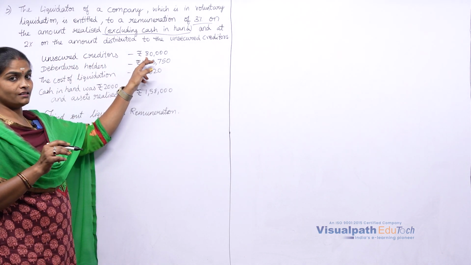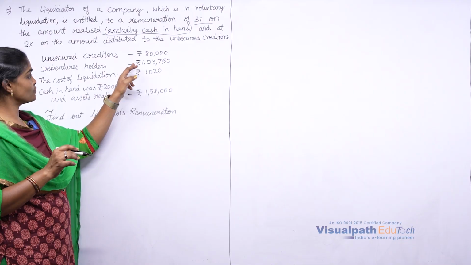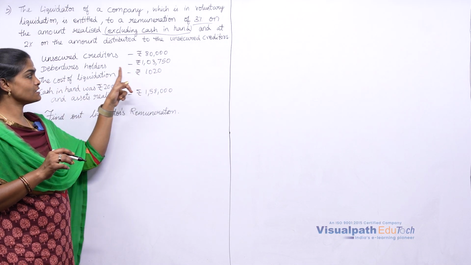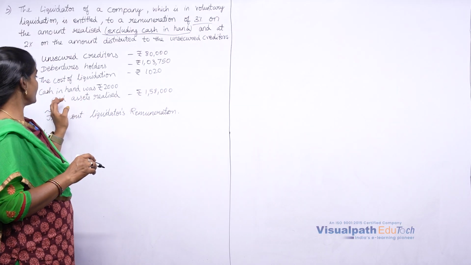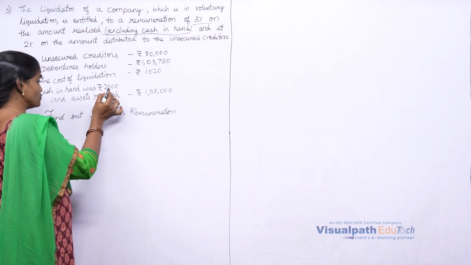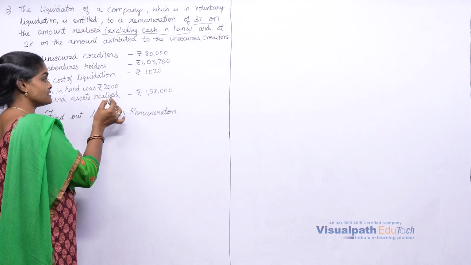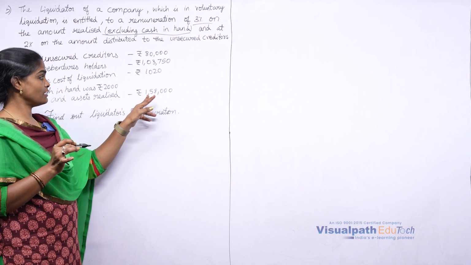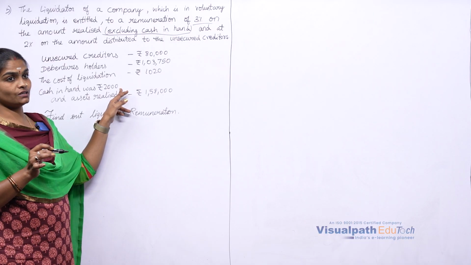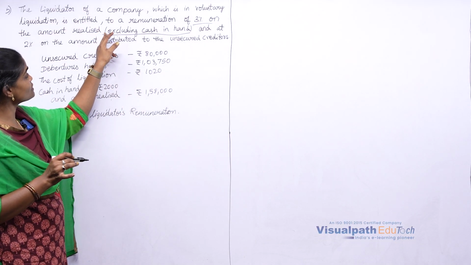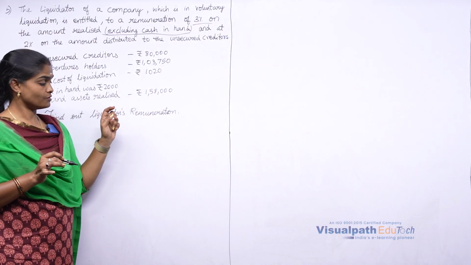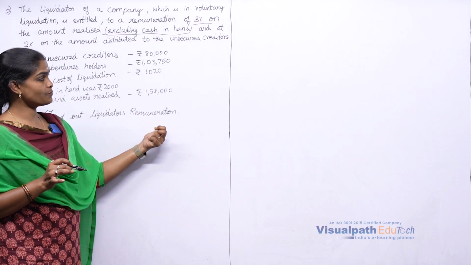Unsecured creditors are 80,000. Debenture holder is 1,03,750. Cost of liquidation is 1,020 and cash in hand was 2,000 and assets realized is 1,58,000. Total amount available with us is 1,58,000 plus 2,000. So when you calculate remuneration, you have to exclude cash in hand, that is you have to take 1,58,000. Now find out liquidator's remuneration.